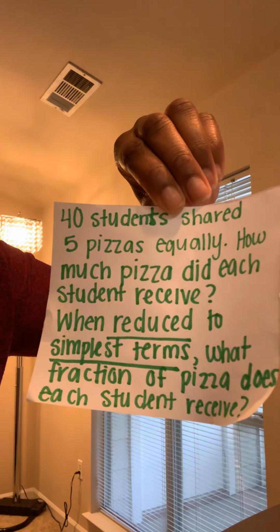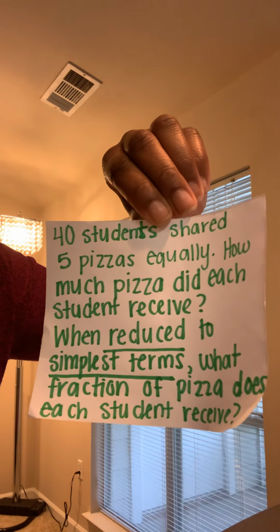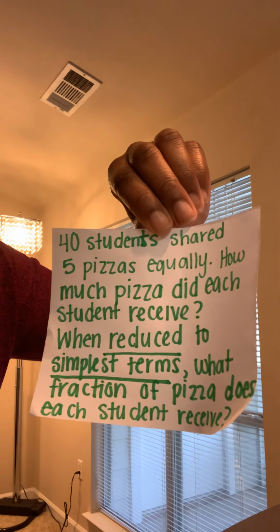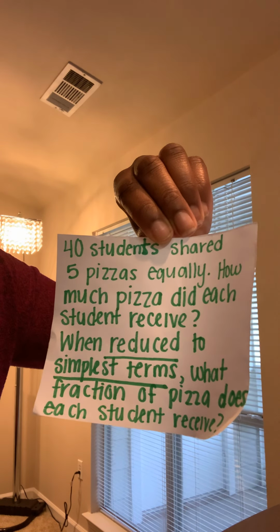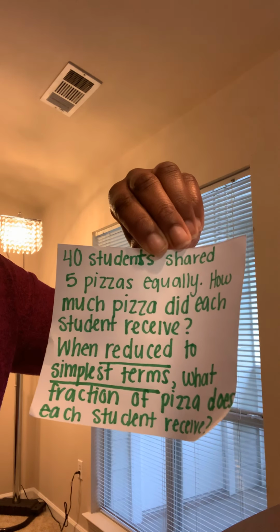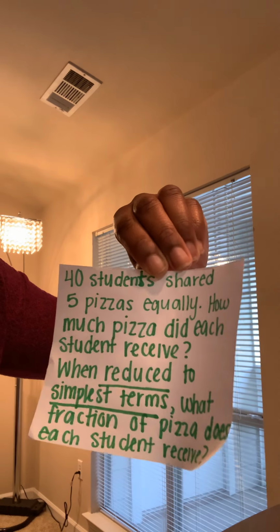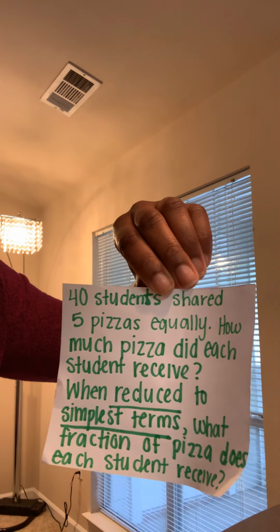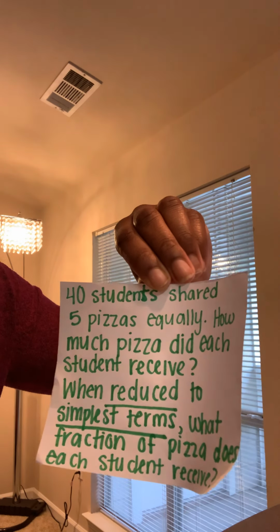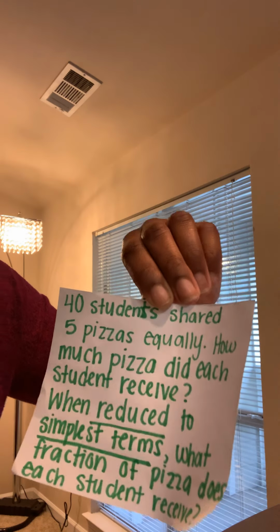The question says 40 students shared 5 pizzas equally. How much pizza did each student receive? When reduced to simplest terms, what fraction of pizza does each student receive? So this is a two-part question. The first question we've got to answer is how much did each student receive? And then the second question is asking us to reduce our answer to simplest terms. So this is a two-part word problem that we've got to solve.